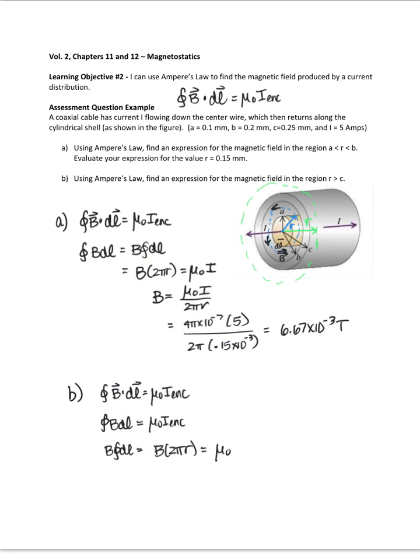Now the current that I've enclosed, what I have to do is realize that the currents are going to add together, but one of them will be negative. And actually when I do that, I notice that they cancel out, so I actually enclose a net current of 0. So my magnetic field for this region is actually 0. So there's a good example of how to use Ampere's law.